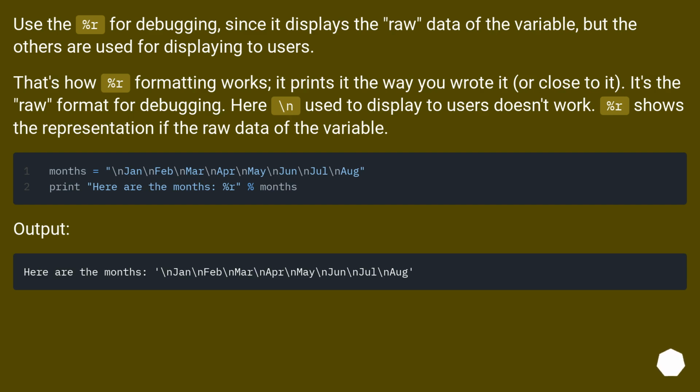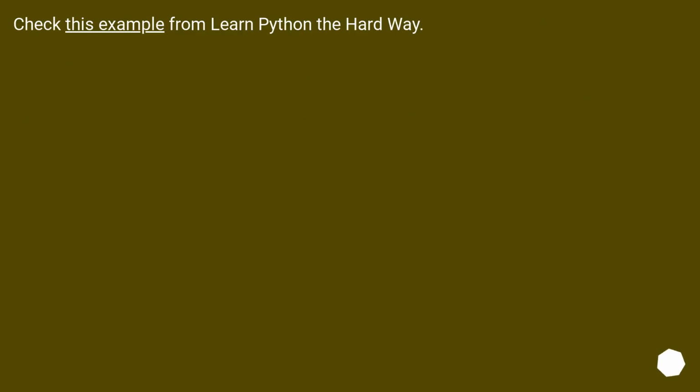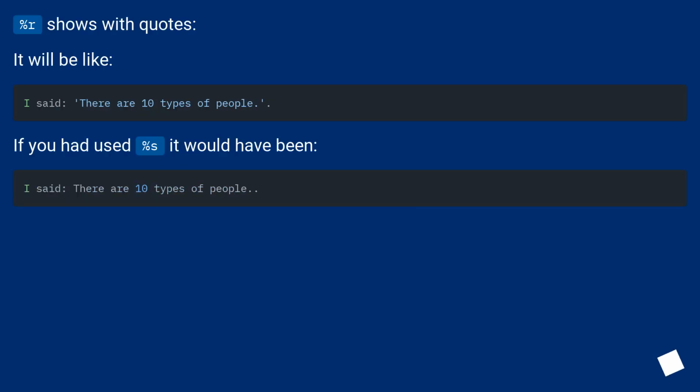Output. Check this example from Learn Python the Hard Way. %r shows with quotes. It will be like this. If you had used %s, it would have been like this.